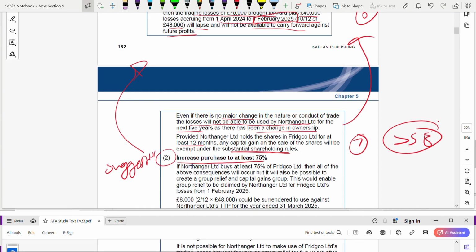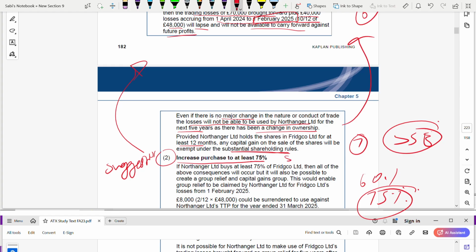You are having 60% holding, right? With this 60% holding, you are not able to utilize group relief. But what if you increase it to 75%? You can use group relief. You can claim your losses, surrender your losses. So that's why this is a suggestion.